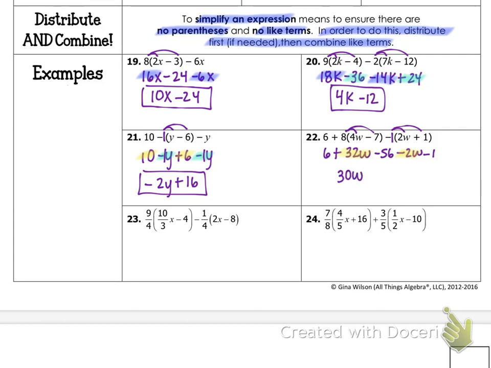Remember to put the variables first when we're simplifying. You always want to put the highest variable first. So we have just w's here, so put the w part first, and then look at the constants, or the numbers without a variable. Then we're going to combine all this. So 6 minus 56 is a -50, and then -50 minus 1 is -51. And that's it. So try the practice problems now, and we'll correct them next time.